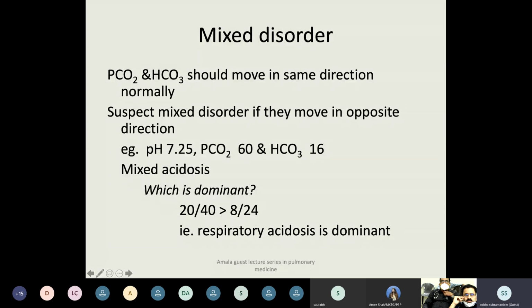Then, when will you suspect mixed disorders? PCO2 and bicarb usually move in the same direction. So compensation is always by movement in the same direction. You suspect mixed disorders when they move in the opposite direction.